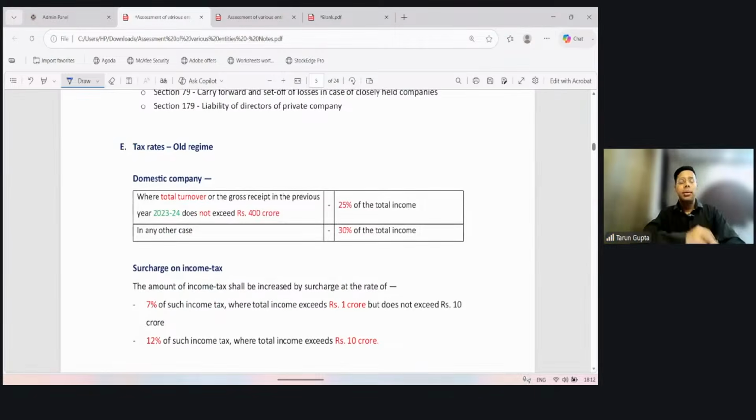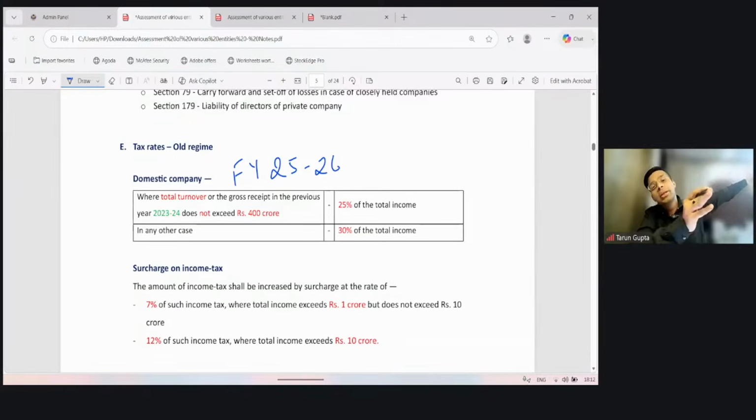Now, tax rates applicable to the company. Here, as I told you, whether you're a domestic company or a foreign company makes a difference. So for a domestic company, what's the tax rate? We are discussing the tax rate for FY 25-26. If the turnover of such domestic company in PY 23-24 was 400 crore or less, then the tax rate applicable to it is 25%. If the turnover was more than 400 crore, then the tax rate applicable is 30% for the domestic company.